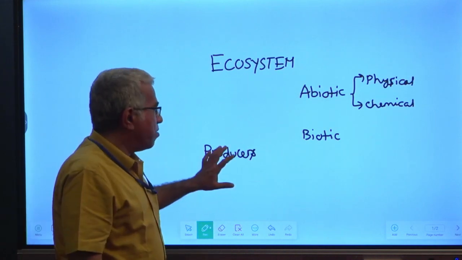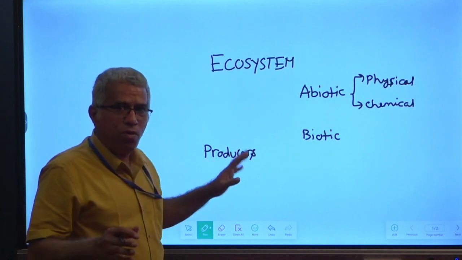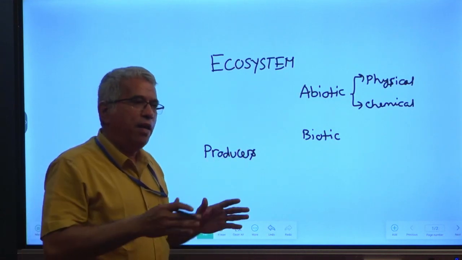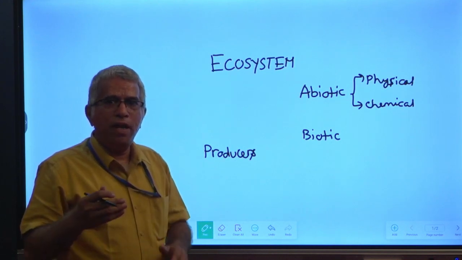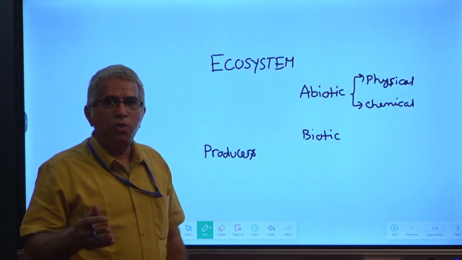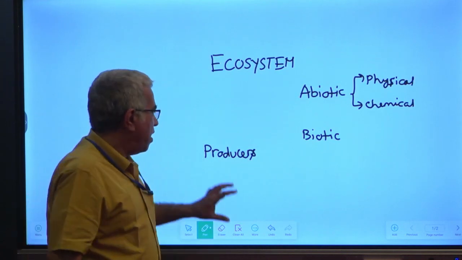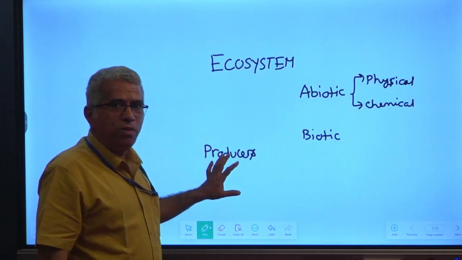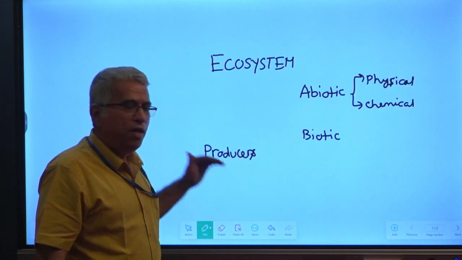Plants are the best example of producers because you know that plants have chlorophyll and they trap light energy, convert the same into chemical energy. That means the radiant energy in the process of photosynthesis will be converted into chemical energy, and this process is called, as I said, photosynthesis. And such organisms which can synthesize their own food materials are called producers.